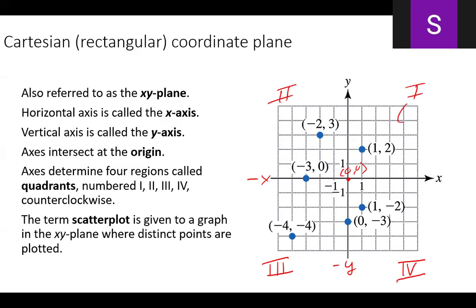So for example, if my x's and y's are both positive, that's a quadrant 1 ordered pair. If my x is negative, but my y is positive, that's a quadrant 2 ordered pair. If I have double negatives, negative x's and negative y's, it's a quadrant 3 ordered pair. And if I have a positive x and a negative y, that means it belongs in quadrant 4, okay?